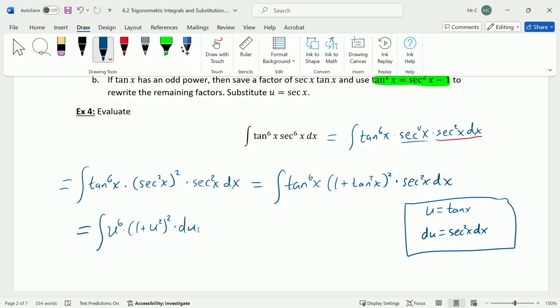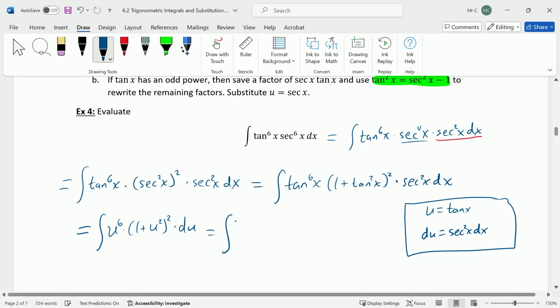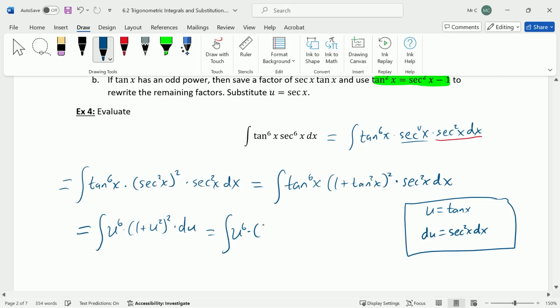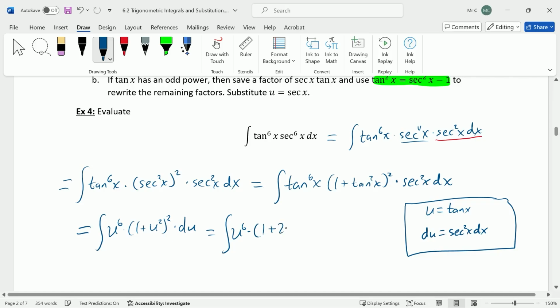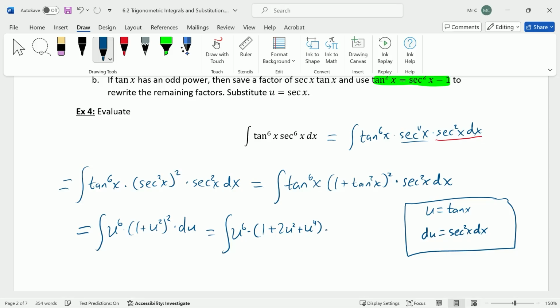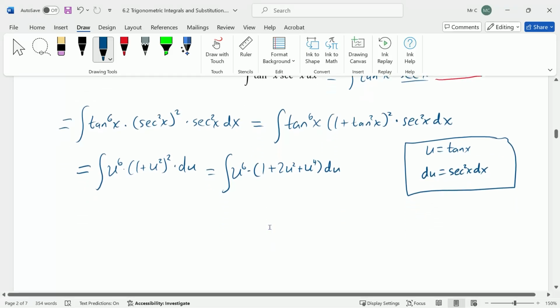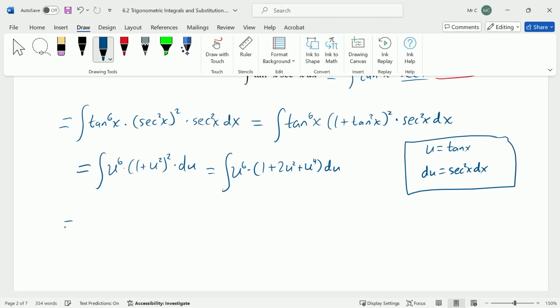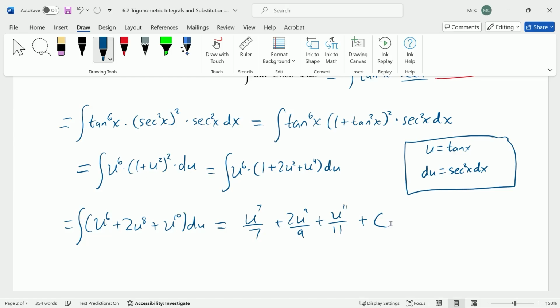Now we've got to do a bit of algebra here before we can evaluate the integral. This becomes u to the 6th times 1 plus 2u squared plus u to the 4th du. And now I distribute the u to the 6th. This becomes u to the 6th plus 2u to the 8th plus u to the 10th du. And find the antiderivative. That's u to the 7th over 7 plus 2u to the 9th over 9 plus u to the 11th over 11. And finally, we substitute back in like normal.